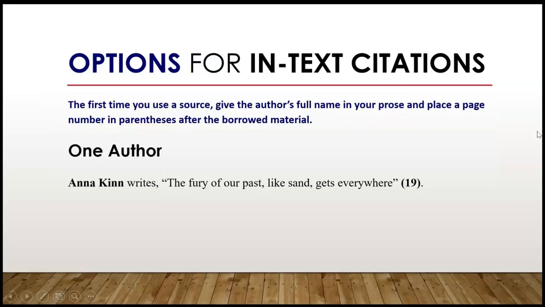Part 1. Options for in-text citations. The first time you use a source, give the author's full name in your prose, which is right here, there is your prose, and place a page number in parentheses after the borrowed material. So here we've got one author, Anna Kin, writes, "The fury of our past, like sand, gets everywhere." And this was found on page 19. So this must be the first time the student used the writer, so we want to give the full name, Anna Kin, which helps your readers with some context.